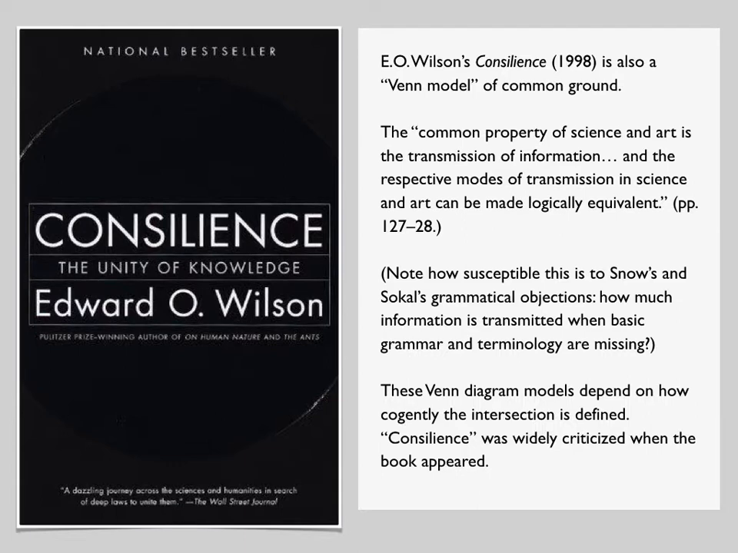But I just want to note that this approach is very susceptible to Snow's and Sokal's kinds of quote-unquote rude grammatical objections, because you could ask, if you're talking about information, how much information can you transmit if you're lacking elements of grammar and terminology that are more or less fundamental to the discourses in question? In other words, does consilience have to happen at a higher level of generality, and are you therefore maybe talking about a blurry Venn diagram? I'm messing up my metaphor there, but does the Venn diagram really hold when you're actually changing the nature of the discourse in order to find that area of intersection?